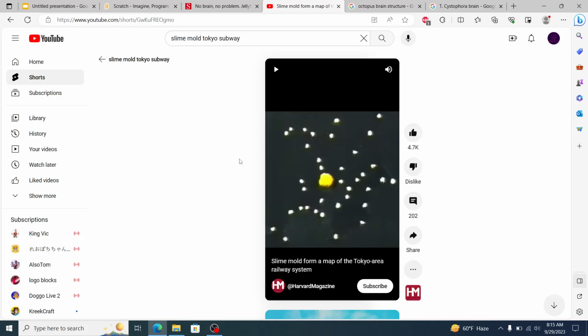So this is what we're looking at here in the center. The big yellow dot is slime mold, and then the little white dots are essentially like oatmeal. And then we're just going to watch this slime mold grow real quickly. And the thing that I want to pay attention to is the way that it grows out, specifically when it starts getting towards the outer kernels.